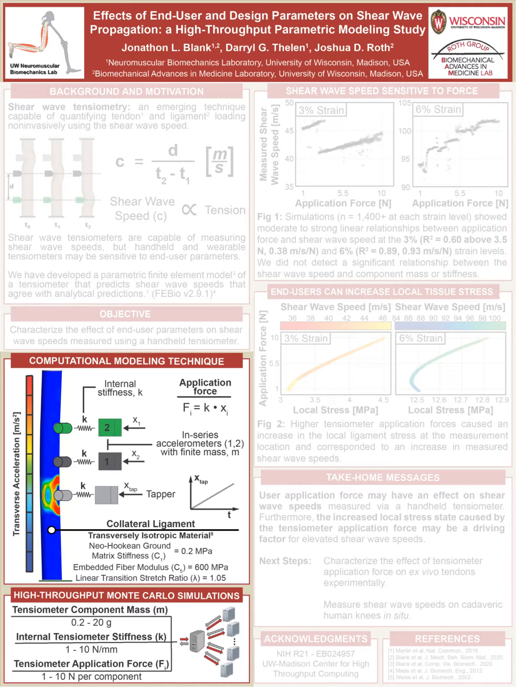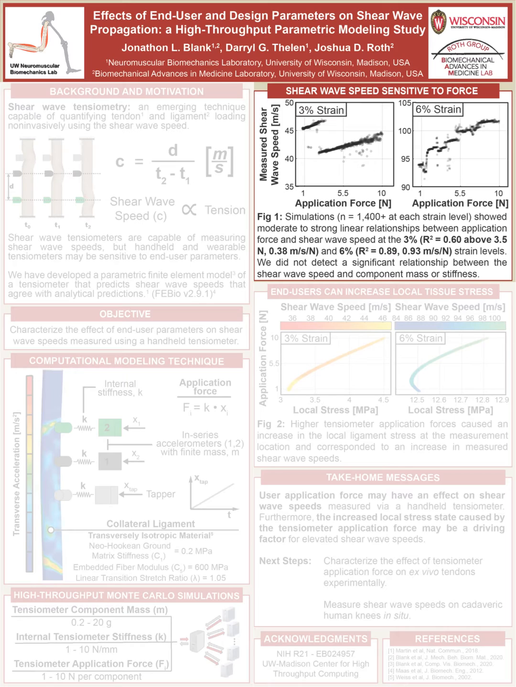The shear wave speed of the loaded ligament was measured using a correlated time delay of the tapper-excited shear wave passing the 2 accelerometer bodies. We ran 3,000 Monte Carlo simulations in total on a high-throughput computing grid while varying the tensiometer mass, internal stiffness, and application force, which returned over 1,400 successful jobs at 2 different ligament strain levels.